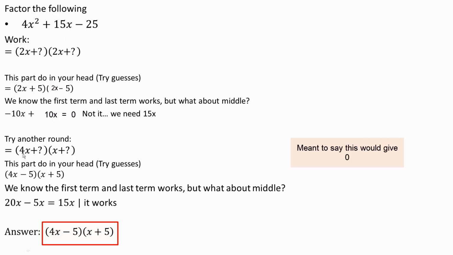Now I'll try 4x plus a question mark, x plus a question mark. And in my head, I'm plugging in negative 5 and 5. And so I would get 4x times 5 is 20x. Negative 5 times x is negative 5x. And so this would give me 15x. And so it's a match. And so this right here is the final answer.